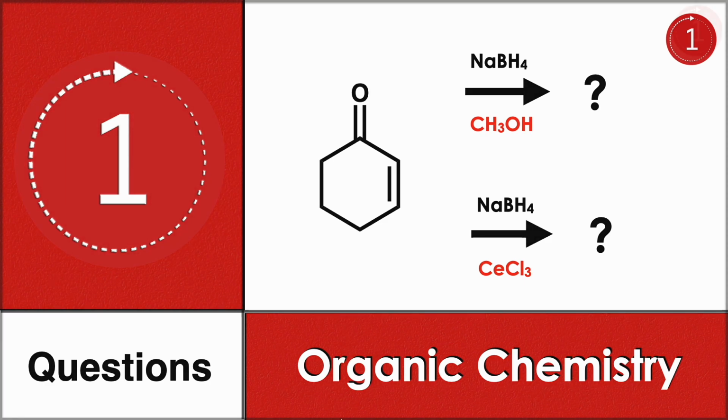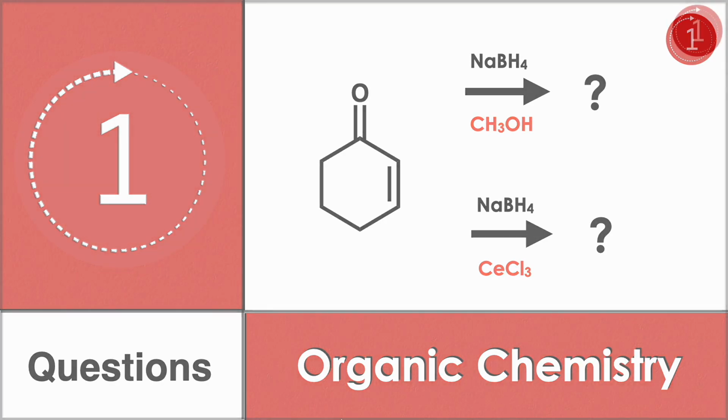Daily one question for you. Here you have conjugated cyclohexanone. You are reacting with sodium borohydride in methanol and sodium borohydride with cerium chloride. The only difference is the supporting agent. You should find what difference it can make.